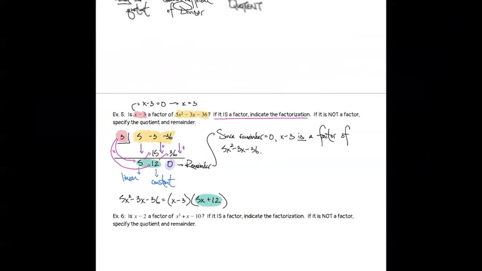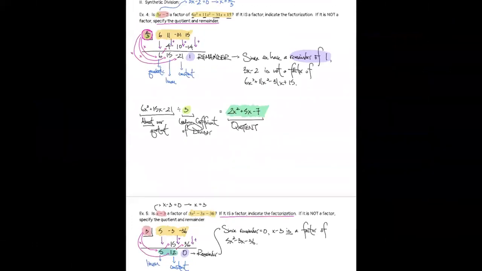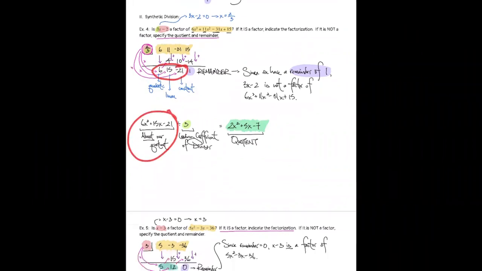Now, let me zoom back in for a moment. Up here for number 4, I said this was our almost quotient. Like I said, 6, 15, and negative 24 was our almost quotient. How come this time in example 5, I'm telling you this is the quotient? How come it's not an almost quotient?